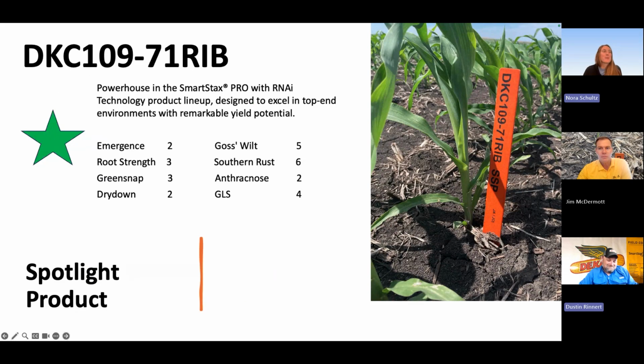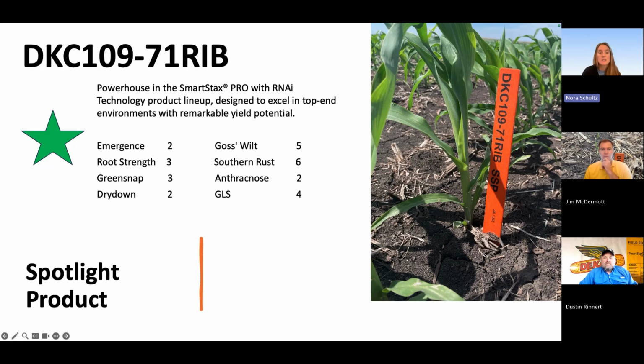It gave me the warning, but we'll help you guys as much as possible to give you as much information as possible for disease potential over the next few weeks. But our spotlight product for this week is 10971. It's a runner. It is a top end product. It has some serious yield potential with good emergence. I've had really good emergence notes with it.